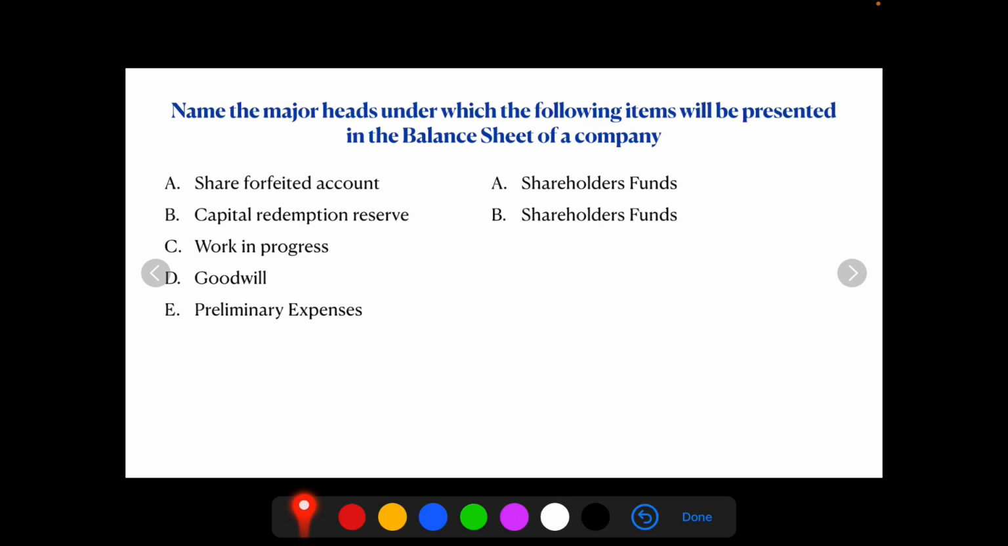Work in progress is a part of inventories. Inventories are written under the major head current assets. Goodwill is an intangible asset, and intangible assets are written under the category called fixed assets, and fixed assets are written under non-current assets. Preliminary expenses are related to other non-current assets, and other non-current assets are written again under non-current assets. So for each answer, 1 mark will be allotted. Please make sure to write this information in your notebook as well.